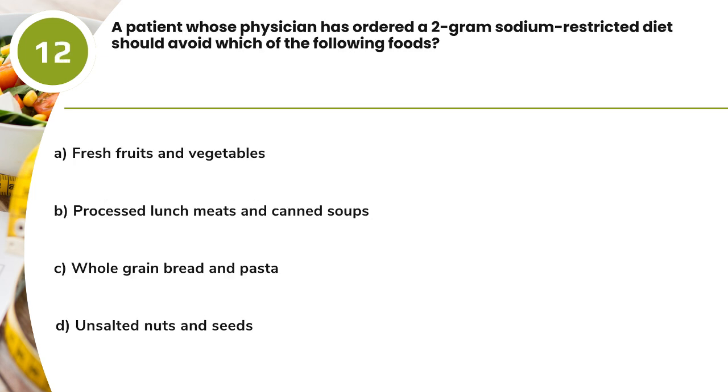Question 12. A patient whose physician has ordered a 2-gram sodium-restricted diet should avoid which of the following foods? A. Fresh fruits and vegetables. B. Processed lunch meats and canned soups. C. Whole grain bread and pasta. D. Unsalted nuts and seeds.